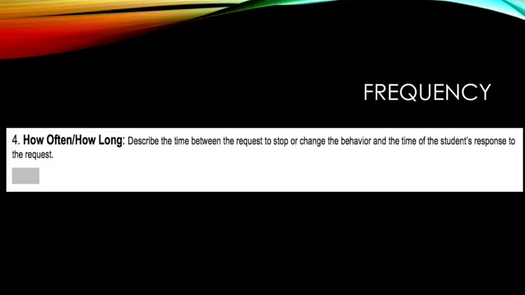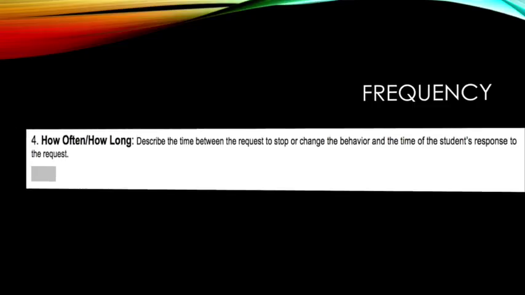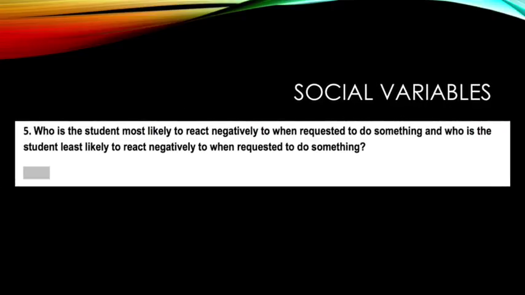It's the number of minutes, or sometimes, hope not, hours, that a student will take to respond to a particular behavioral request. After that, we want to look at social variables. And this is a key component. Social variables can change from setting to setting, like we saw with my student.